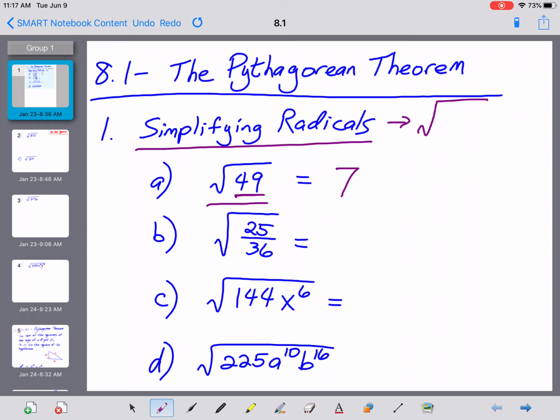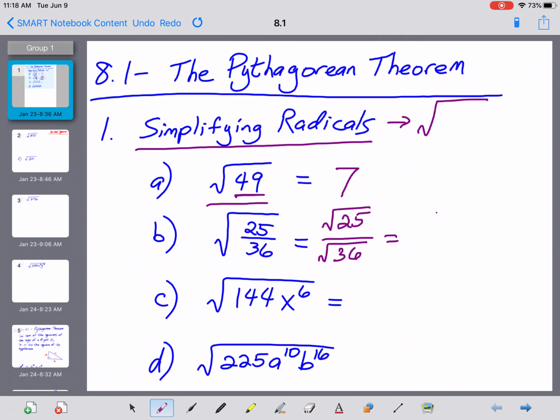Let's talk about example B. When you take the square root of a fraction, there's a little property of radicals that says that the square root of a fraction can be broken down into the square root of its numerator, the square root of 25, over the square root of its denominator, which is the square root of 36. Basically, you can just take the square root of the numerator and the square root of the denominator separately, and that'll get you the square root of the fraction.